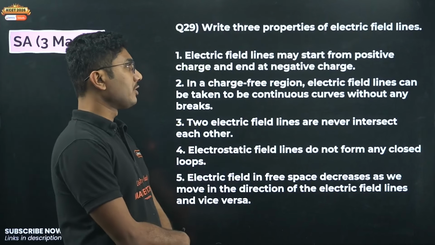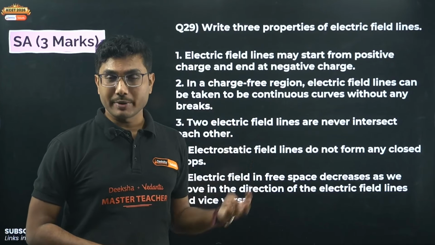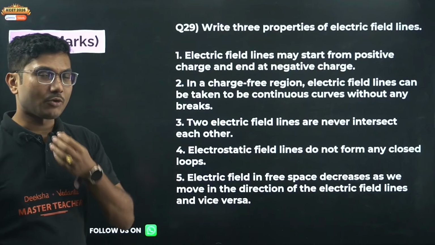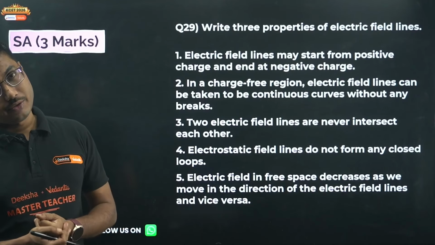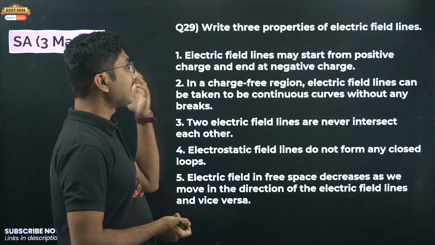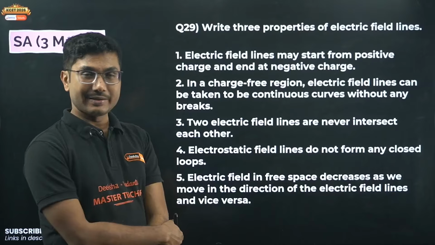Write three properties of electric field lines. This is also very common, 2 properties, 3 properties, and I have even seen some colleges during their internal exam ask for 5 properties. Okay, that is also possible. So electric field lines start from positive charge and end at negative charge.